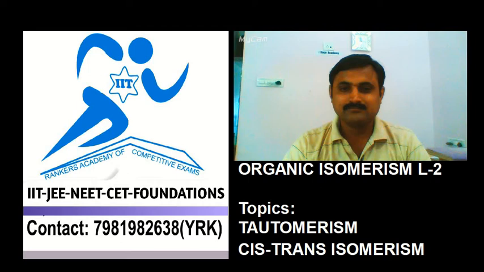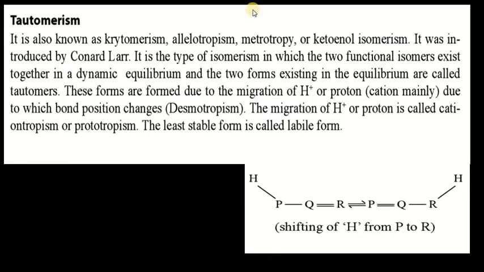In this, I am going to discuss tautomerism and its examples as well as cis-trans isomerism with examples and the differences. Okay, let us see our first information.